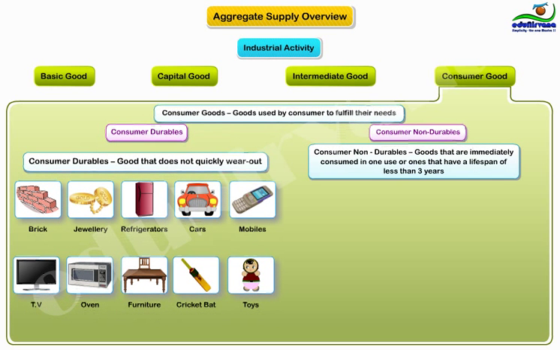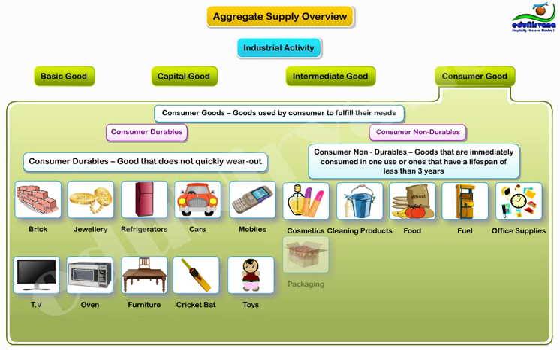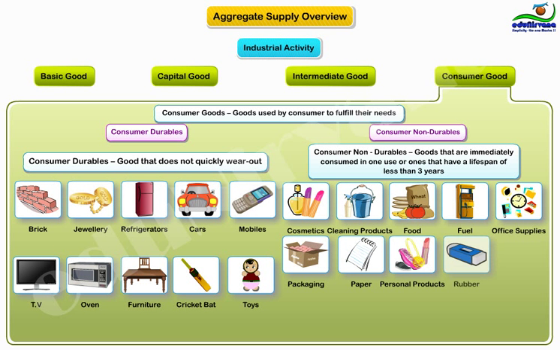Consumer non-durables. Non-durable goods or soft goods, that is, consumables, are the opposite of durable goods. They may be defined either as goods that are immediately consumed in one use or ones that have a lifespan of less than 3 years. Examples of non-durable goods include fast-moving consumer goods such as cosmetics, cleaning products, food, fuel, office supplies, packaging and containers, paper and paper products, personal products, rubber, plastics, textiles, clothing, and footwear.